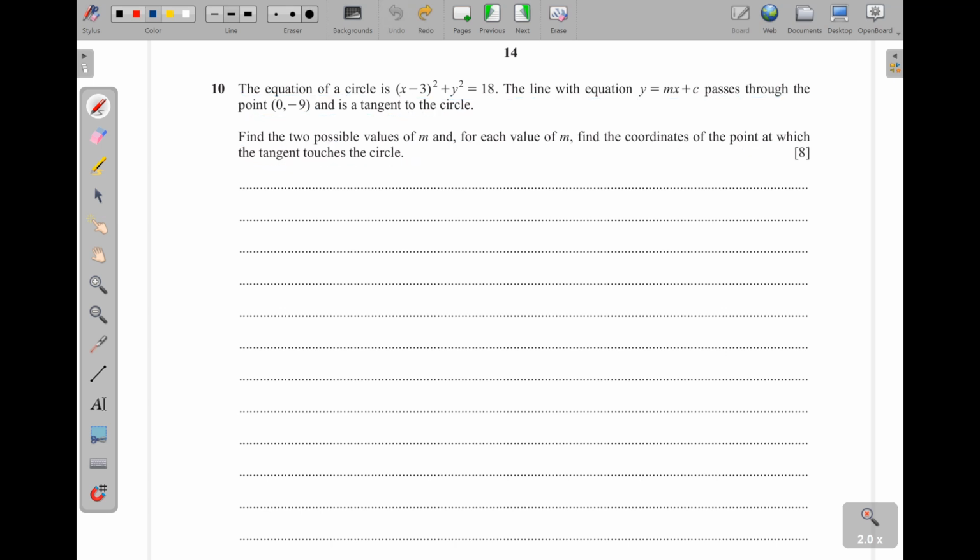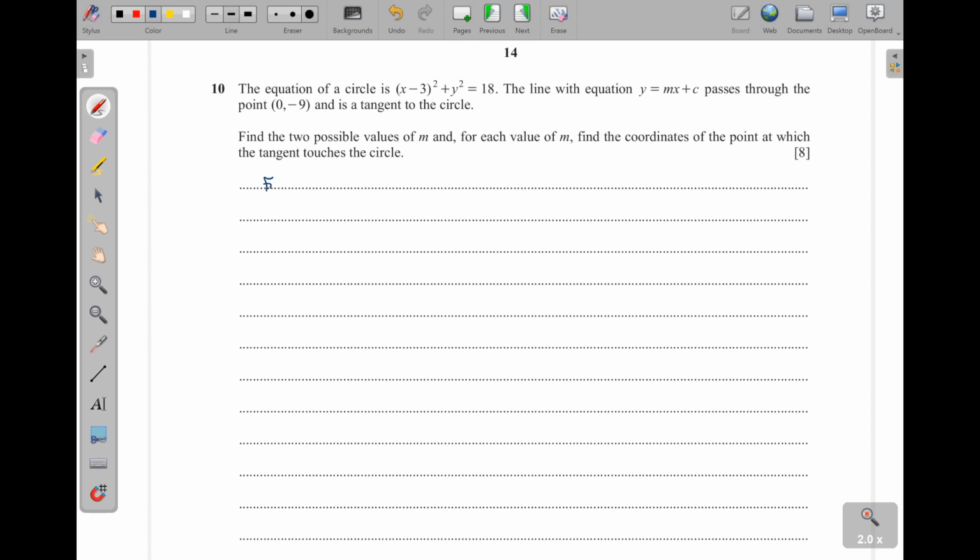Okay, now if this line here passes through this point, that means the coordinates of this point must satisfy the equation of this line. So when I substitute in here, of course, this c is going to be minus 9, because you have x equal to 0, then y is equal to negative 9. So c is equal to negative 9, meaning the equation of the tangent is y is equal to mx minus 9.